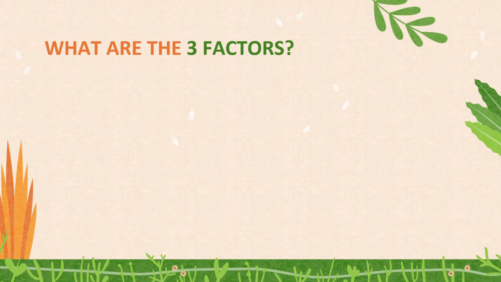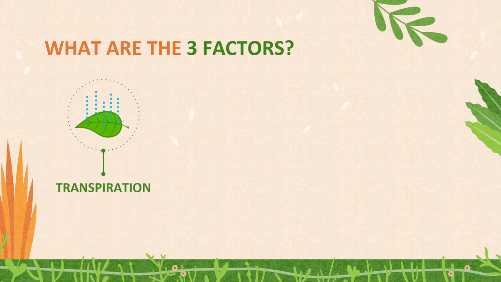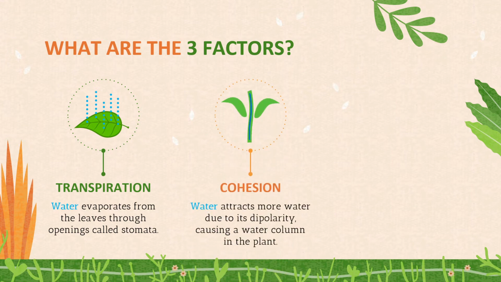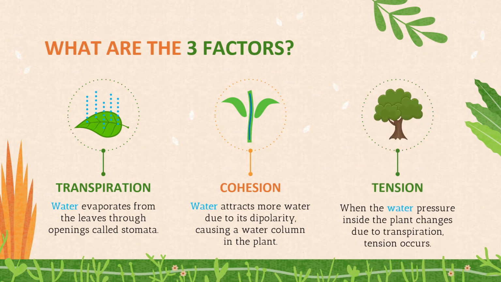So, first of all, I'm going to go over an overview of the three factors in the model. First off, starting with transpiration, which is when water evaporates from the leaves through little openings in the leaves called stomata. Then we have cohesion, which is when water attracts more water due to its dipolarity, which I will explain later, causing a water column in the plant and up the stem. Finally, we have tension, which is when the water pressure inside the plant changes due to transpiration, and tension therefore occurs because of the difference in pressure.